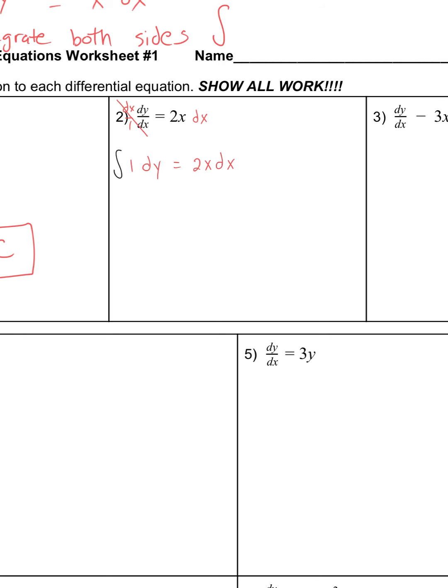Now I integrate both sides, antiderivatives. The antiderivative of 1 is just y. On the right-hand side, 2 comes along for the ride, and the antiderivative of x to the first is x squared over 2. That is the power rule for antiderivatives, plus c. So that simplifies to y is equal to, these cancel, x squared plus c. That is as far as you need to go.